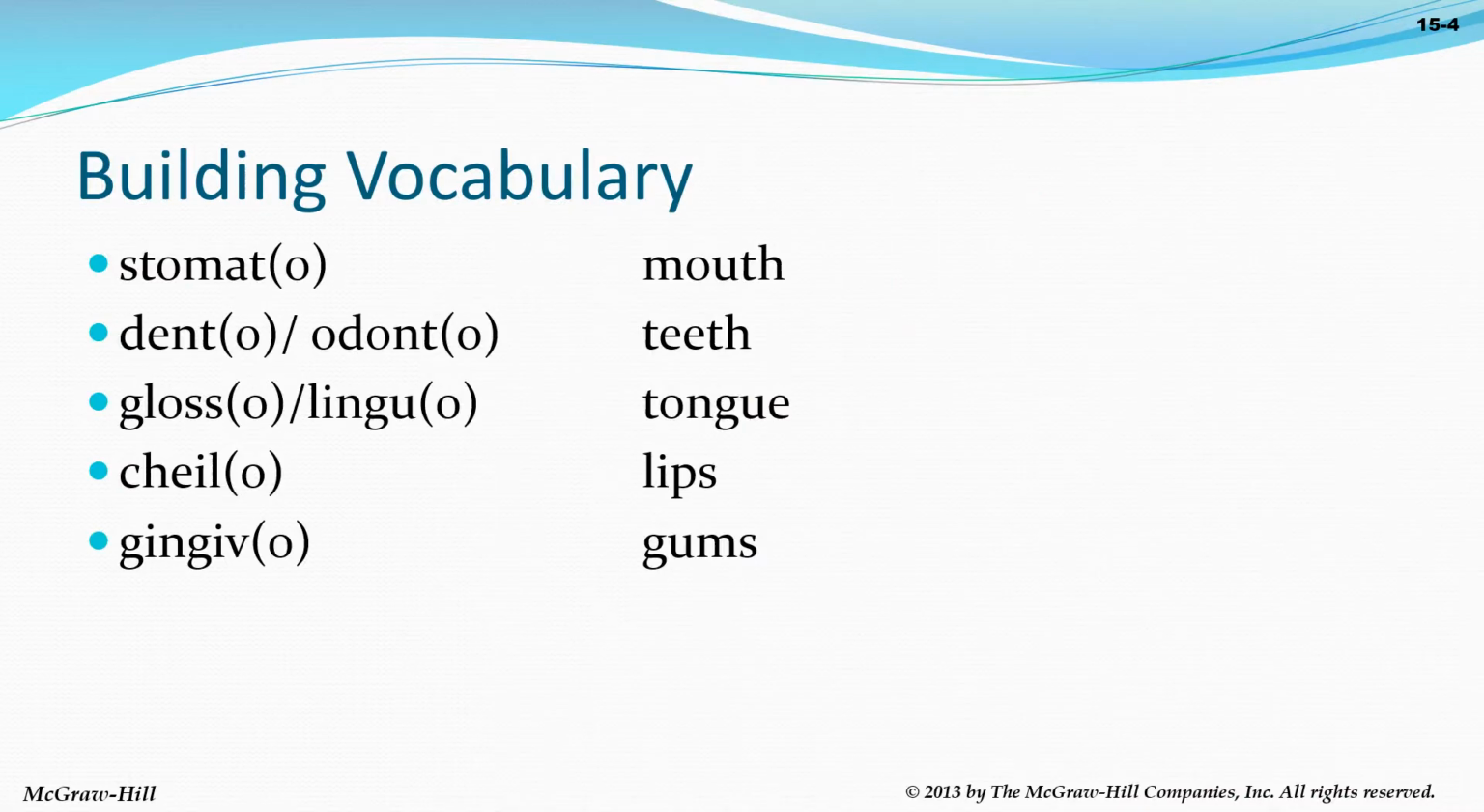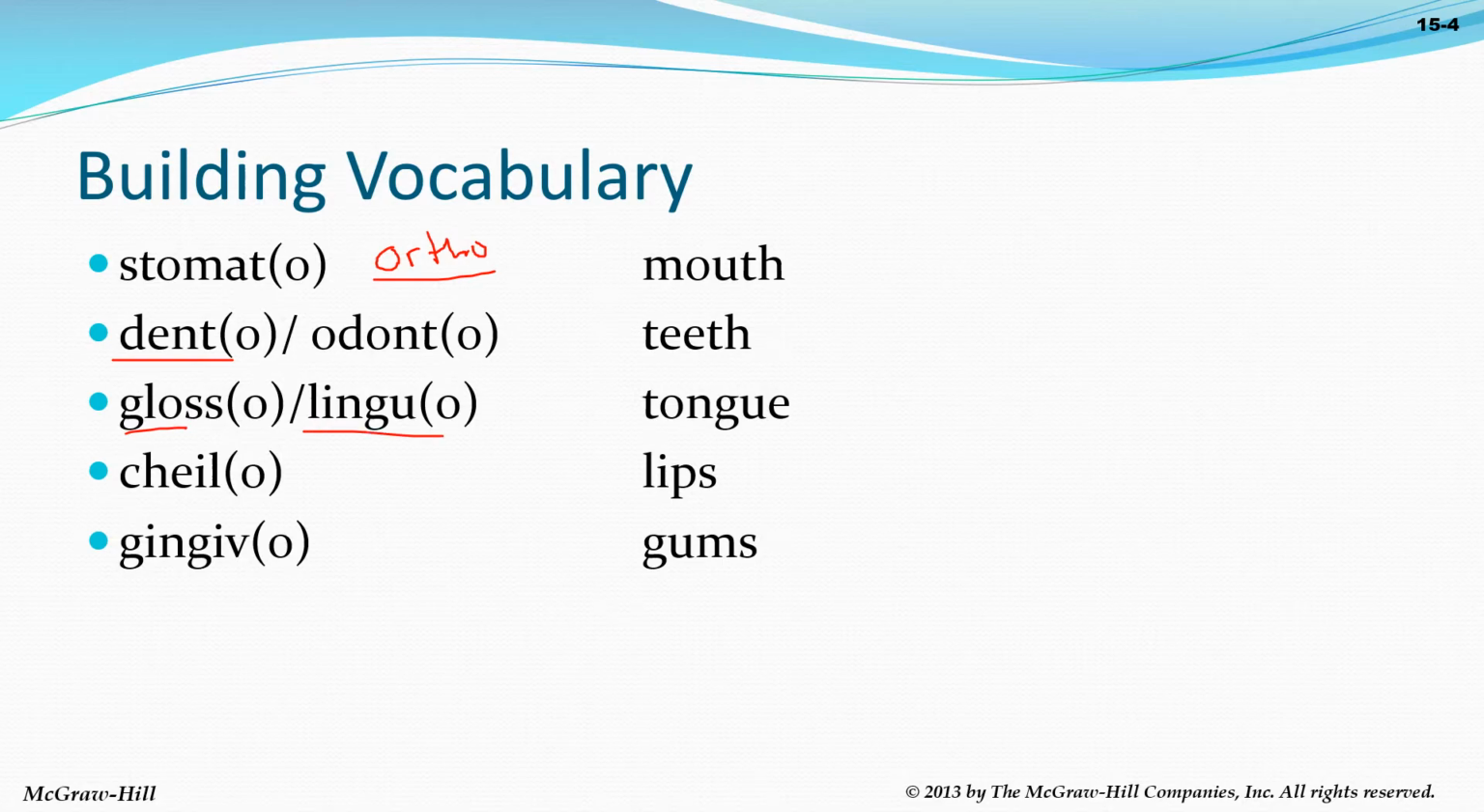All right, let's go to the terms, some of the word roots. Stomato for mouth. You may have seen that term before if you study biology. Plants have stomata, but that's for letting in gases and water. You go to the dentist to get your teeth fixed. To get them straight, where do you go? Ortho means straight, and odonto means teeth. So your orthodontist straightens your teeth.